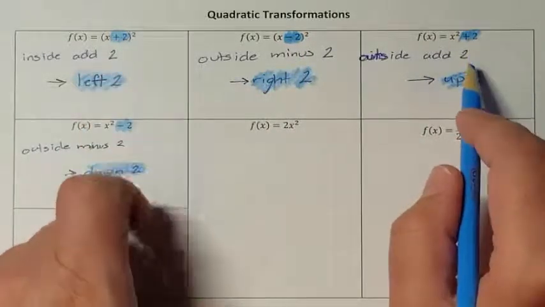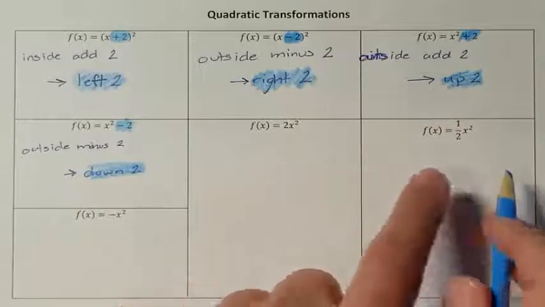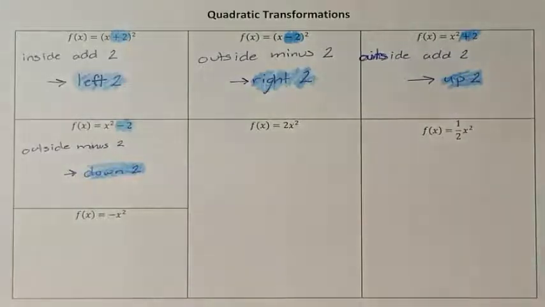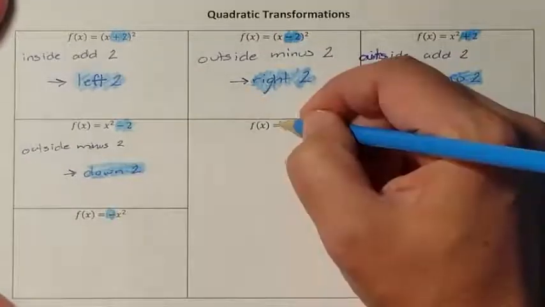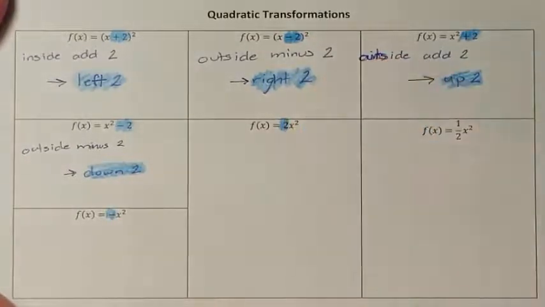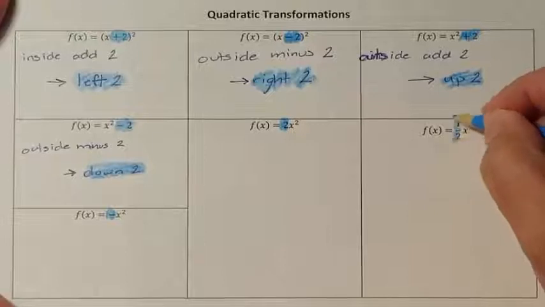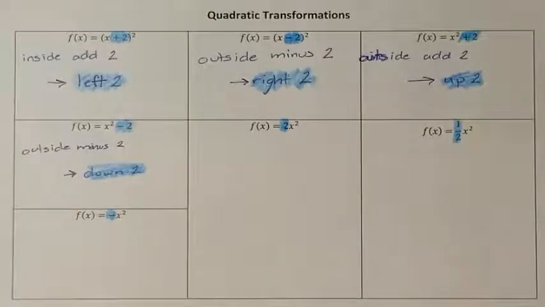Now, what if I'm not adding and subtracting? What if I am multiplying? So we have these 3 problems that involve multiplication. This involves multiplying by a negative 1. This is multiplying by a positive 2. And this is multiplying by a 1/2. So let's go ahead and go through and explain these.